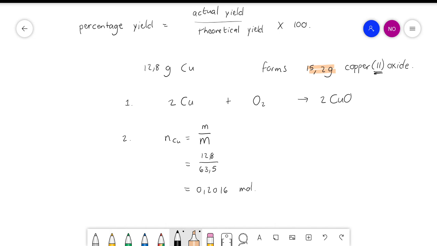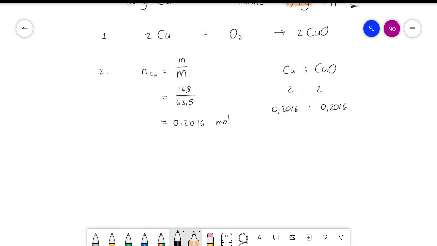Okay. Goed, en nou weet ons koper tot koperoksied is 2 tot 2. Met ander woorde, as daar 0,2016 mol koper gereageer het, behoort daar 0,2016 mol koperoksied te vorm. Do you guys agree? If it was allowed to follow 100% yield, dan het hy dit gedoen. And now I go and I put that into mass.